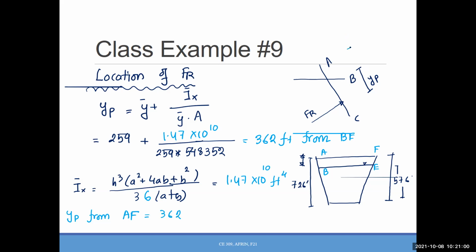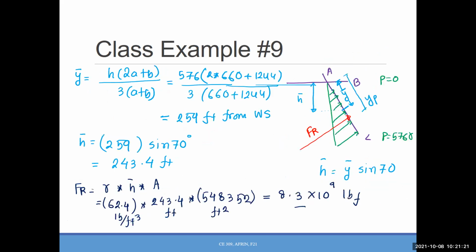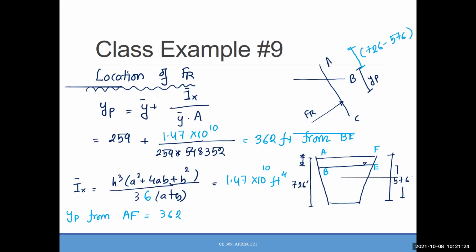I will just add this distance, right? So this distance is what? 762 minus 576. That is a vertical distance. We are working with inclined distance here. So what is the relation between H and Y? H equals Y sine theta. So divide by sine 70. I will go to the next page just to explain that again, but are you done up to this point?